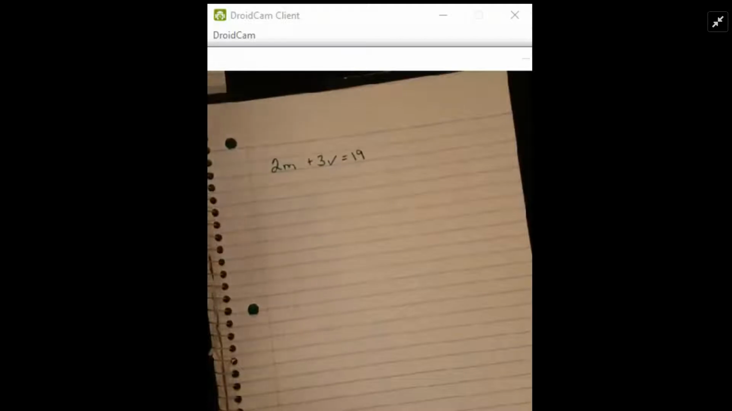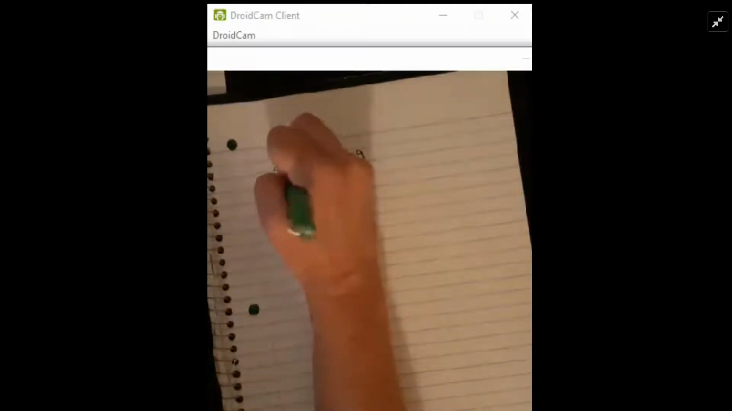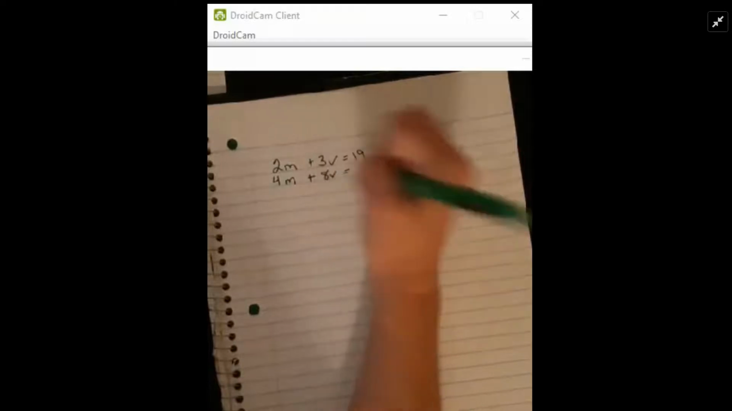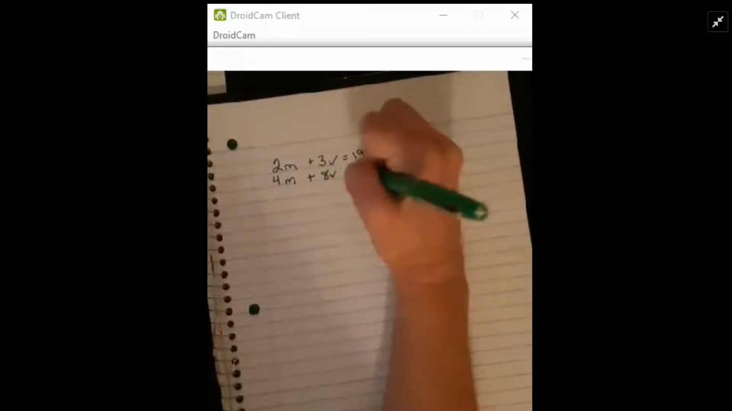We then have information for a second equation. So the next month, she rented 4 movies and 8 video games. And the cost of those 2 added together was $49.